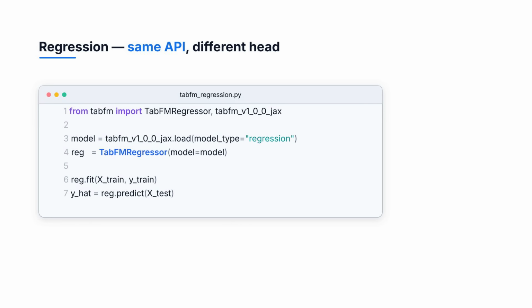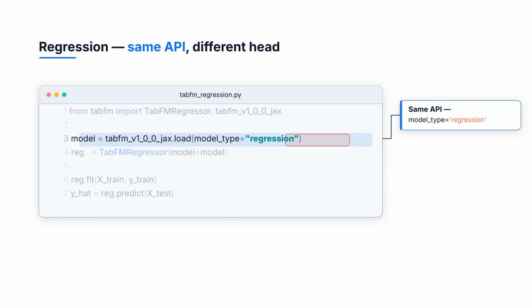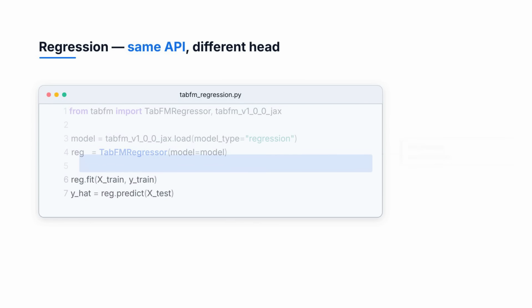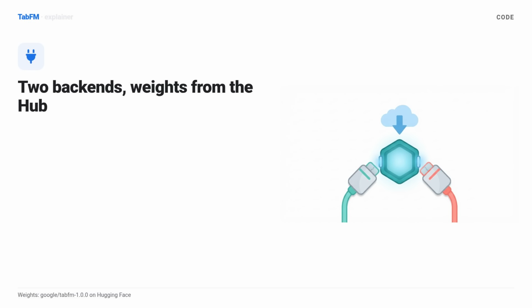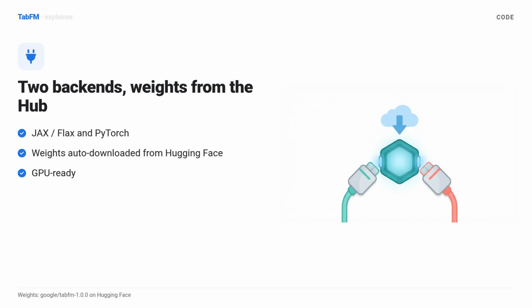Regression is the same story. Swap the model type to regression. Use TabFM regressor, fit and predict. Same API, different head. TabFM ships two interchangeable backends, JAX and PyTorch, and it downloads its pre-trained weights automatically from the Hugging Face hub the first time you load it. On a GPU, predictions take seconds.